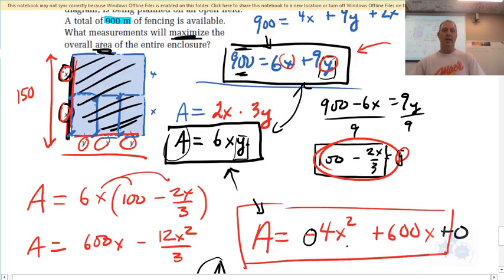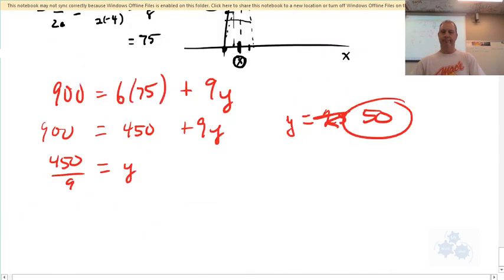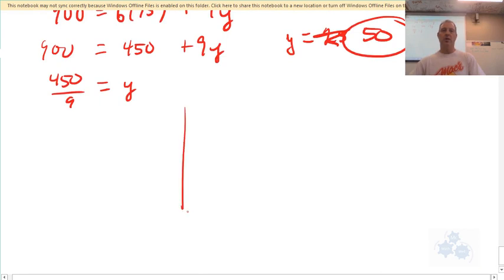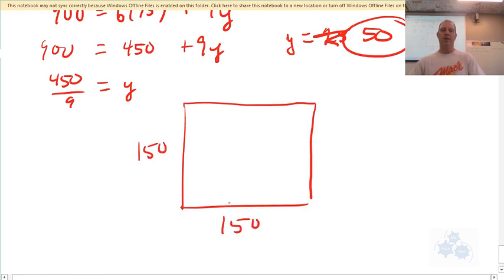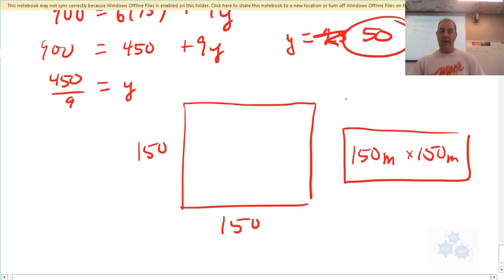X is 75, y is 50. So what's 50 plus 50 plus 50? That's 150. So we have the maximum area when this is a square of 150 by 150. So the dimensions are 150 meters by 150 meters. That's the end of the question.